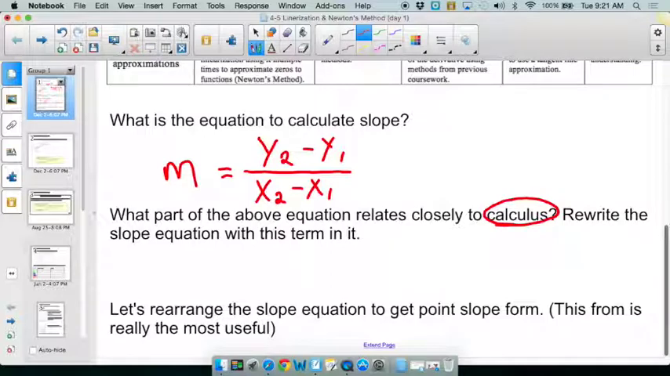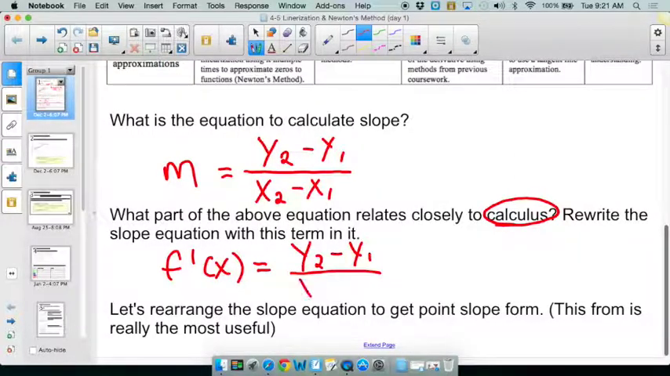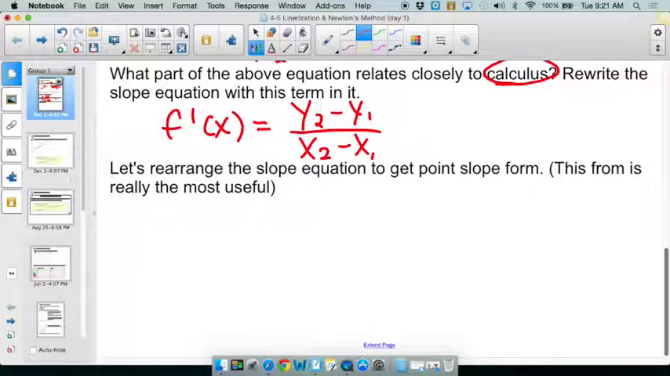But if we want to put a calculus spin on this, we can really say that this slope is really the derivative. I'm going to call the derivative f prime of x. So we really could say that, as long as that slope is the slope of a tangent line.